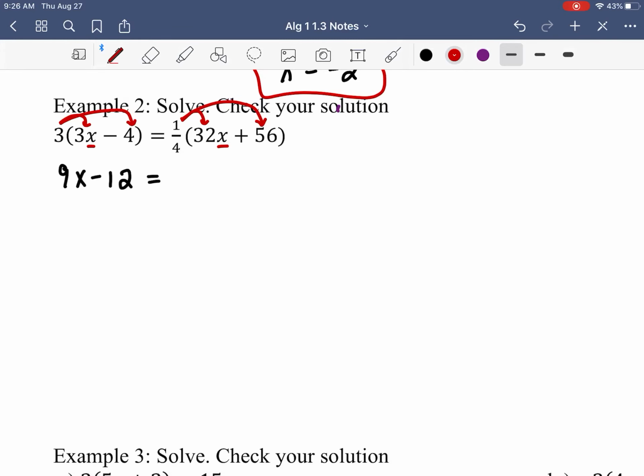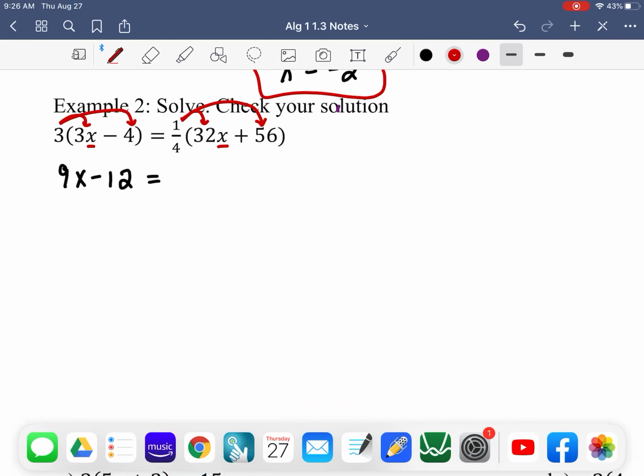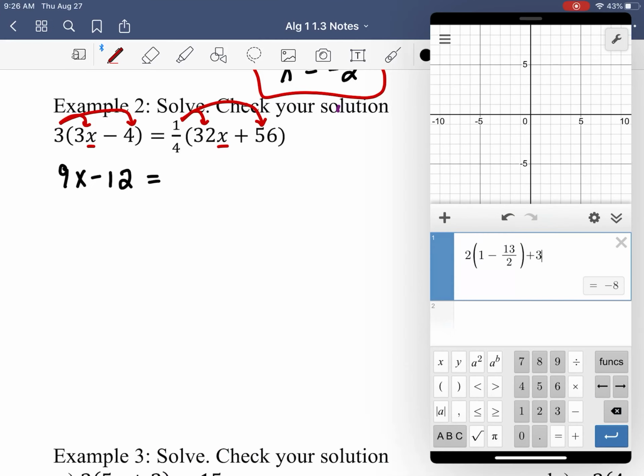If I am not sure what 1/4 times 32 is, I can go ahead and bring up Desmos. I can actually type in 1/4 in your calculator. That's just a division. And a lot of times we like to do it in parentheses. So we have 1/4 times 32 is 8. So we'll have 8.